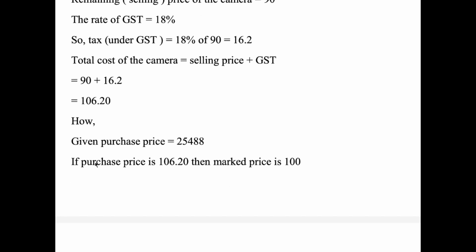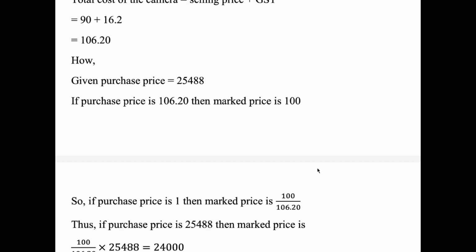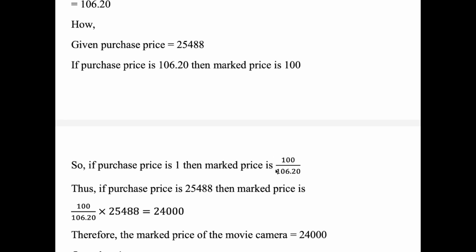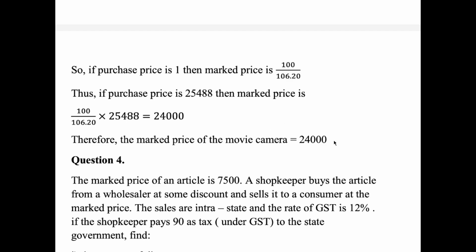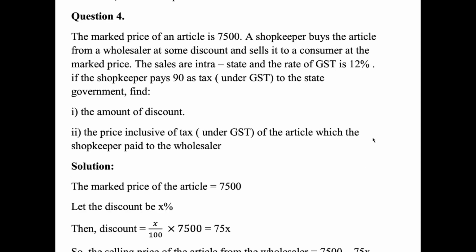Now the purchase price is 25,488. Hence, if the purchase price is 106.2, then the marked price is 100. Just apply the unitary method, you will get the marked price of the movie camera as 24,000. Come to the next question.